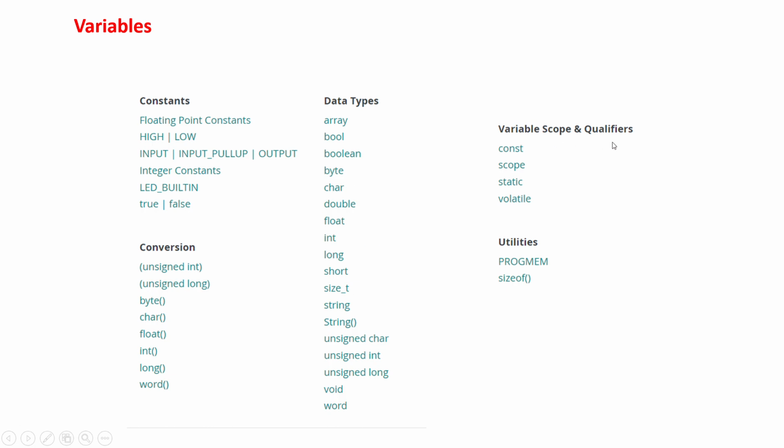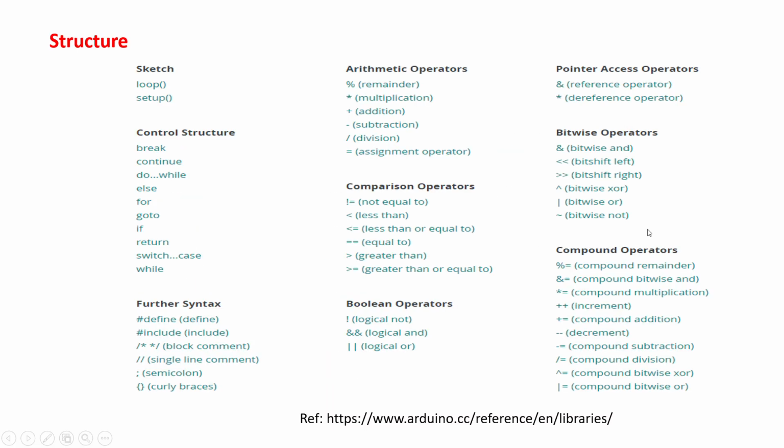And for variable scope and qualifiers, we will mostly use the words const and static actually. Volatile is not required and scope also we are not going to use. Const we are using in some large programs because sometimes the pin may alter due to the complexity. So to not let it alter on its own, to control it, we are going to use const for declaration. And in utilities, we are going to use only sizeof for knowing the size and all.